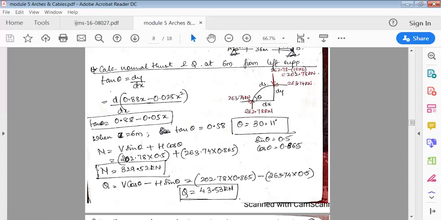That's the normal reaction, of course. And then radial shear Q. Again use this equation. Again, put the same value of V and solve this. So you'll get normal thrust and radial shear.